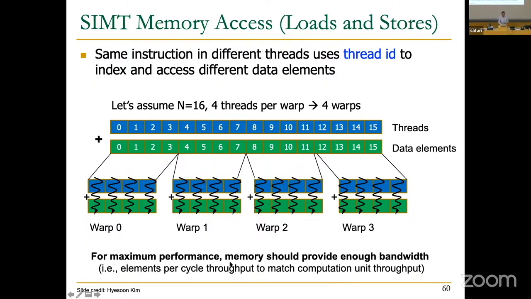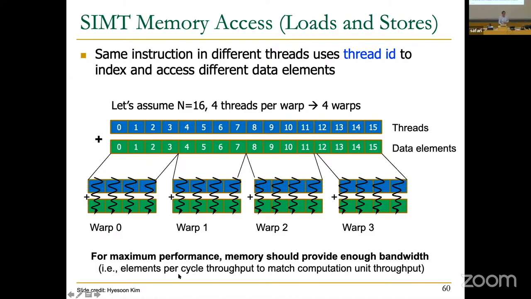If you want to get the maximum performance, memory should really provide enough bandwidth. So if you, for example, want to execute all of these 4 warps in parallel, you should really be getting 16 different data elements per cycle from your memory. And we're showing only 1 element, for example. If you're adding 2 vectors together, then you need 2 data elements for each thread, right? 2 loads, for example. So you really need a significant amount of memory bandwidth to supply the computation units with.